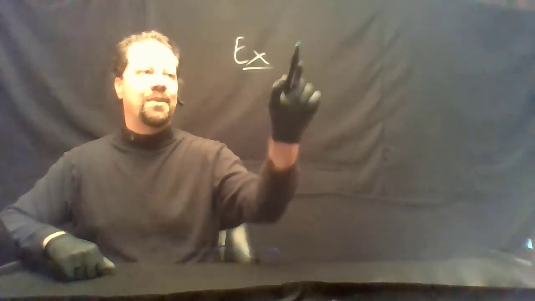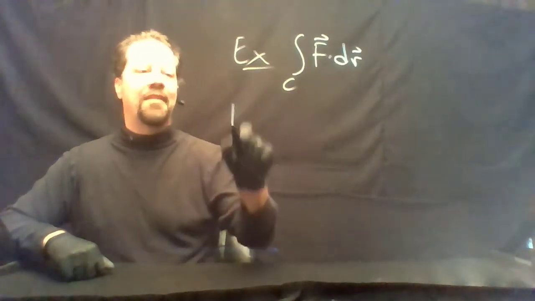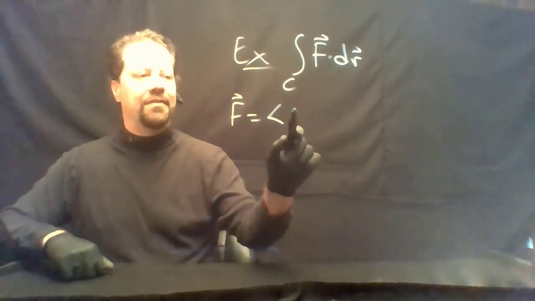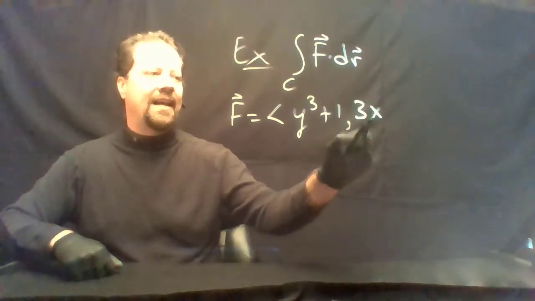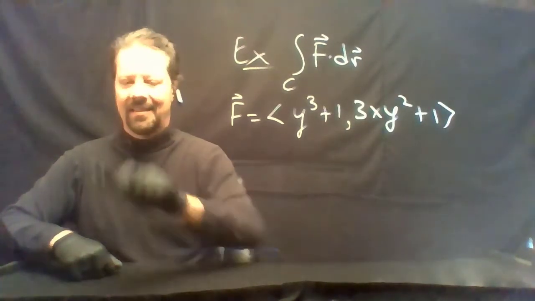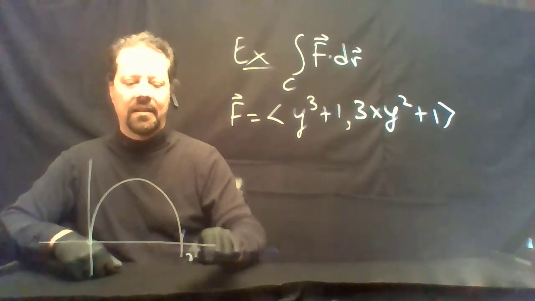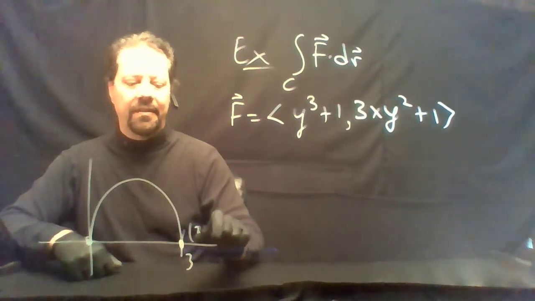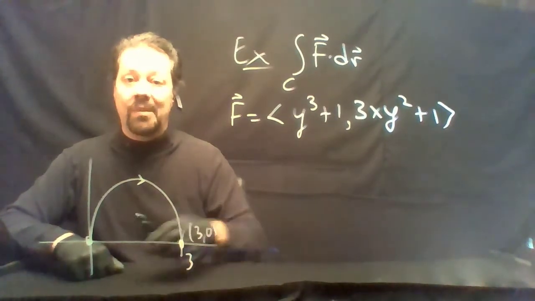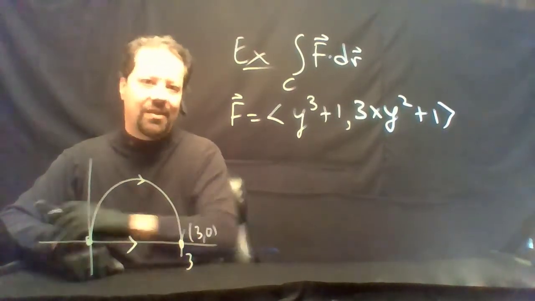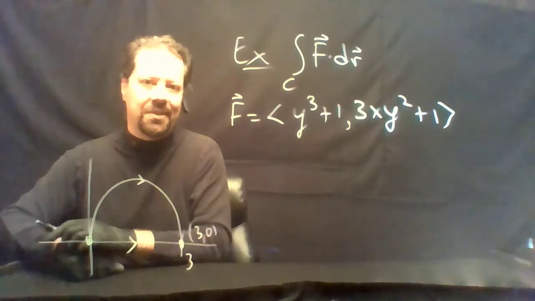In our next example, suppose I wish to evaluate the integral on F dot dr, where F is the vector field y cubed plus 1, followed by 3xy squared plus 1. The path will be, let's say, a semicircle from the origin to the point (3, 0). Now, I don't know about you, but I'd rather not parameterize this path. I'd much rather parameterize the straight line segment between these two: t comma 0 as t goes from 0 to 3.